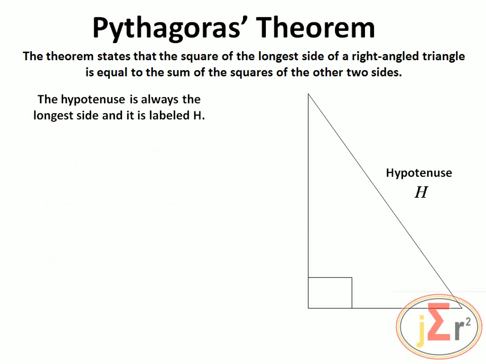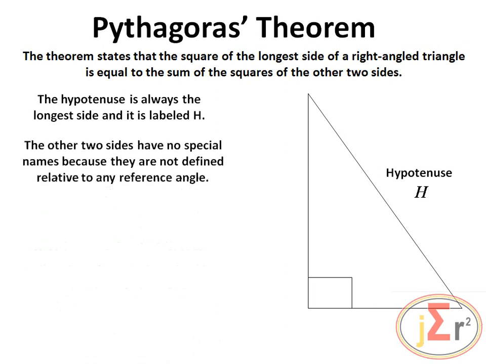So we know that the hypotenuse is that longest side that we have there. And of course, based on the exercises that we have done so far, no one should have any difficulty identifying the hypotenuse of a right angle triangle. The other two sides have no special names. This is because we have not specified another angle. So they have no special names because they are not defined relative to any reference angle. So because we do not have a reference angle, we just put the two other sides.